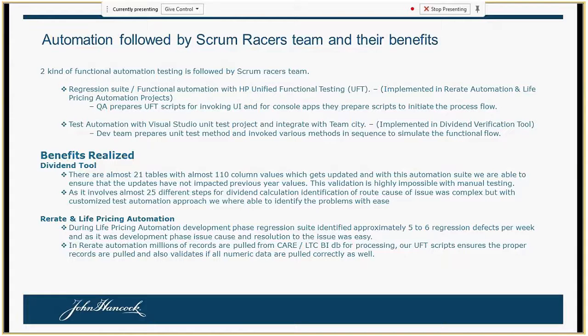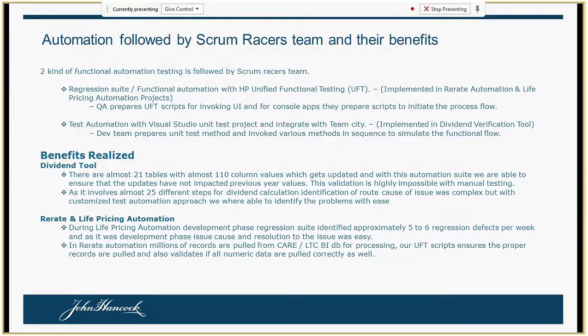That was done by a dev team member where you don't have a QA. So we use the dev team's effort and made sure we are also able to validate the functional flow. That was implemented in the Dividend project earlier. There is another kind of functional automation where we had QA involved and a proper UFT was prepared, and we validated the UI or the console app with the UFT. That was implemented in live pricing, and we have also started using it in re-rate automation as well.